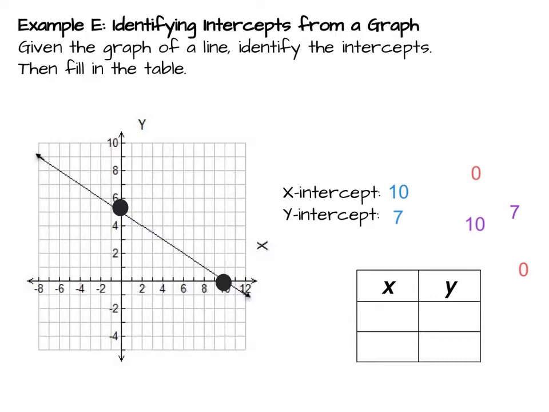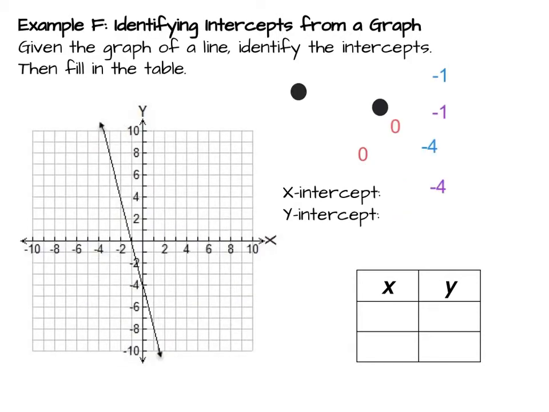In these next few examples, we'll be doing the opposite. So we're given the graph, and from the graph, we have to identify the intercepts. So remember, the x-intercept is where the line crosses the x-axis. So our x-intercept is 10, and that's where our y is equal to 0. And when the y-intercept is 7, the x value is 0.